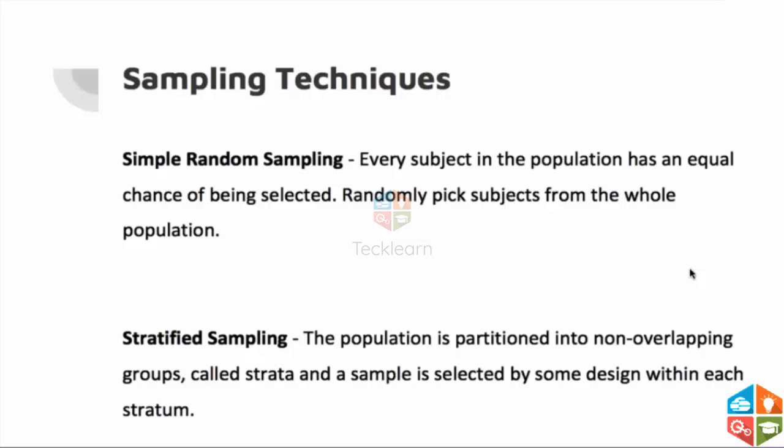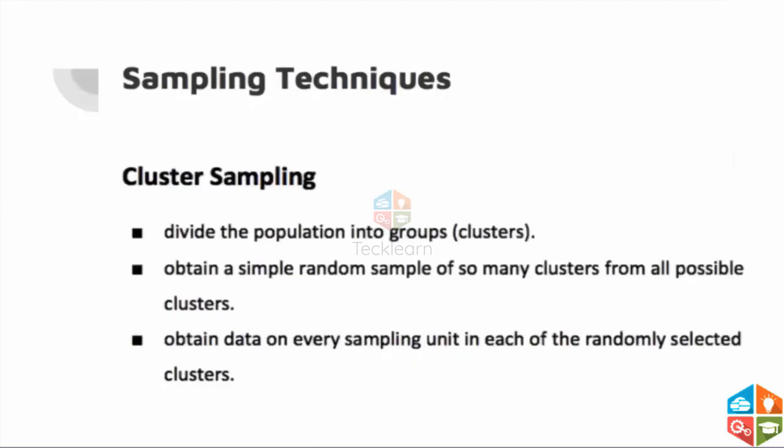In simple random sampling, from the whole complete data set, we randomly select n number of units. In stratified sampling, we divide the population into subgroups, each of which must be homogeneous, and then from each group we do random sampling. That is basically called stratified sampling.